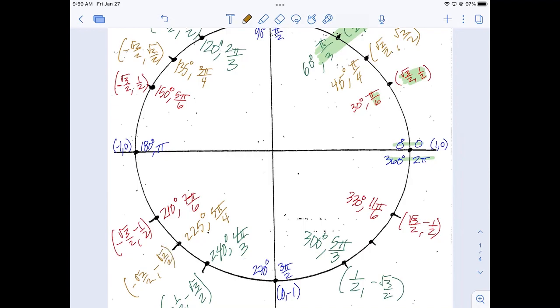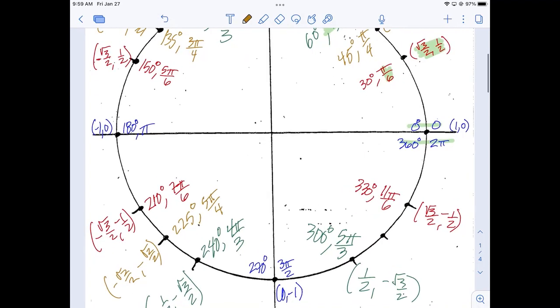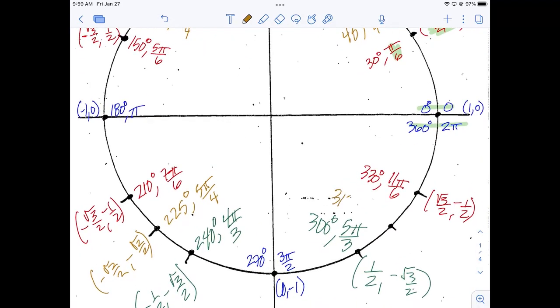And then the last one right here is going to be 45 short of 360, which is 315. And then it's going to be 7 pi fourths. And then we get positive square root of 2 halves, negative square root of 2 halves.